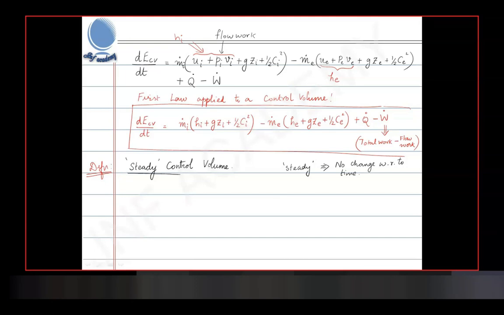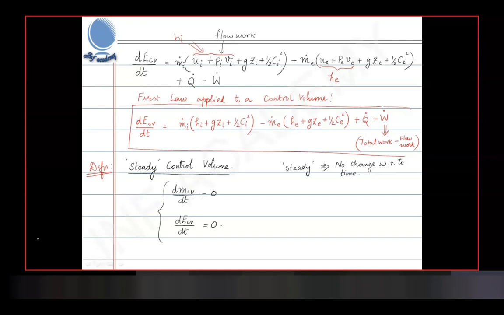So by steady control volume, in my analysis, I mean the mass of the control volume is not going to change in time, and the energy of the control volume is not going to change in time. This is the definition of a steady control volume as far as the first law analysis is concerned. There's no mass accumulation into the control volume with time. Similarly, there is no energy accumulation into the control volume with time.